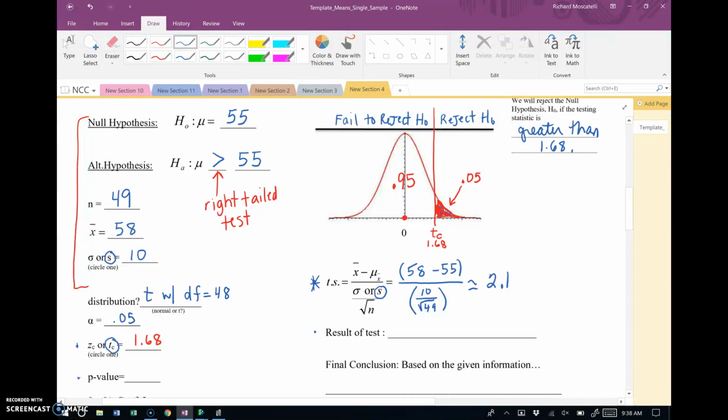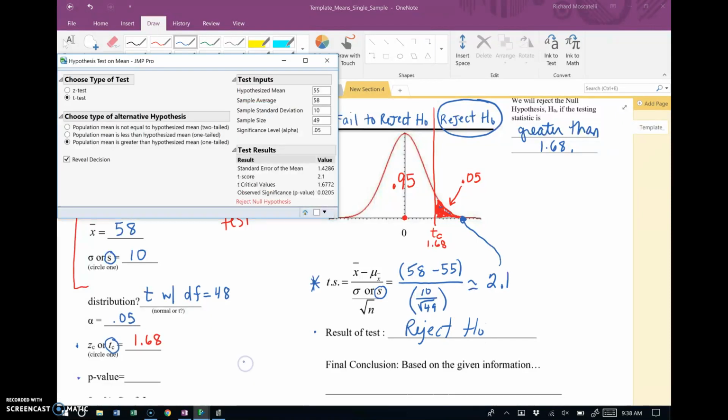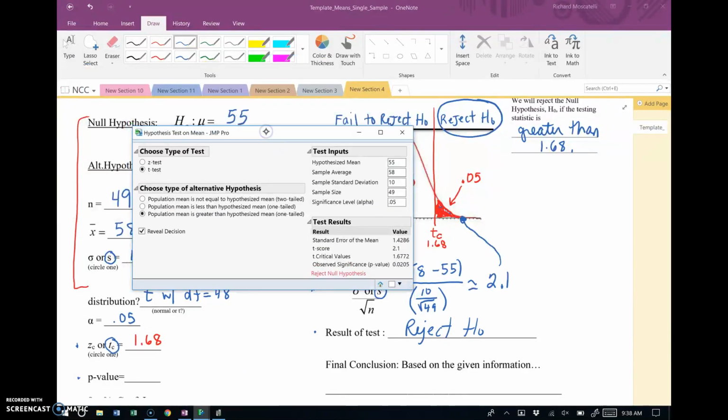Now, where does that 2.1 land? Well, this is a number line on the picture, right? So this is going to land somewhere over here. In other words, the testing statistic lands in the critical region. And when the testing statistic lands in the critical region, the decision rule above it says, reject the null hypothesis. And there's the result of your test. Reject H sub 0. Now, of course, JMP told us that. When I checked the reveal decision box, reject the null hypothesis, it did that for us.